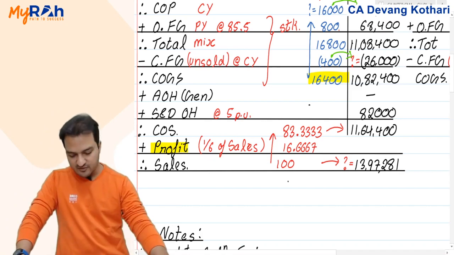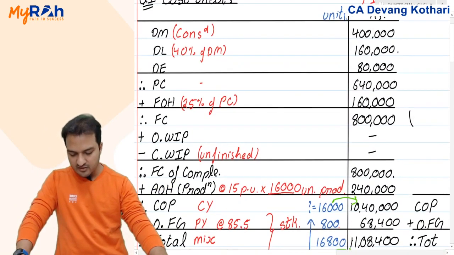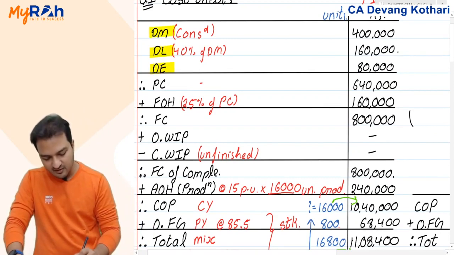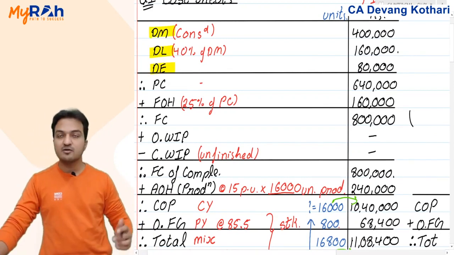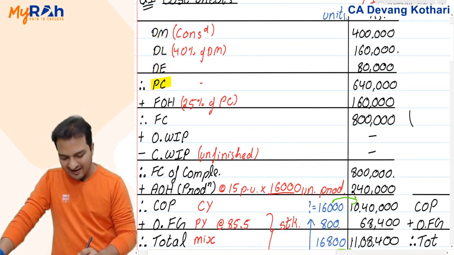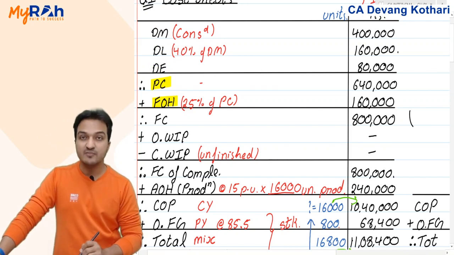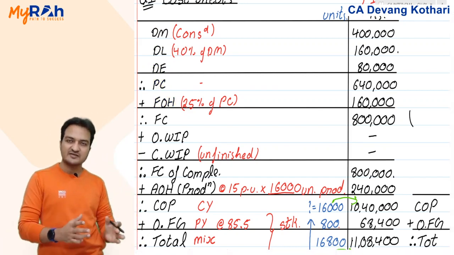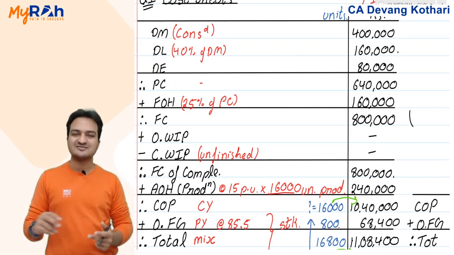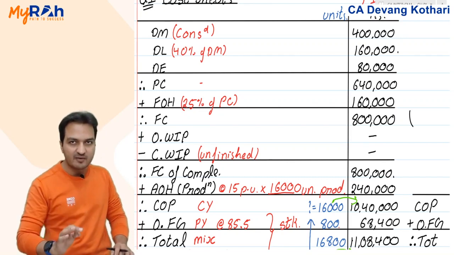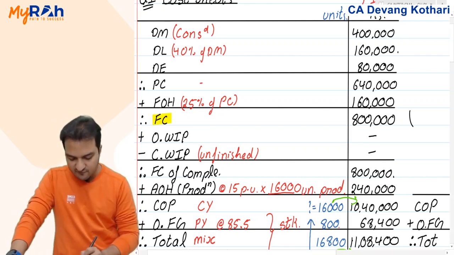Now, for that matter, we started with the three basic components of cost, that is direct material, direct labor, direct expenses. And you remember, the total of all direct costs was called prime cost. On that, you add factory overheads, meaning the indirect costs that are incurred inside the factory premises. Add that, it gives you the factory cost.